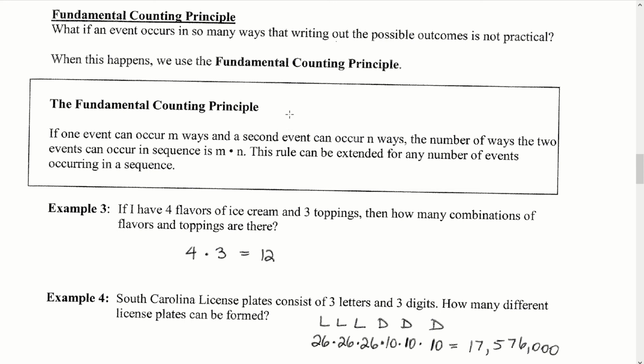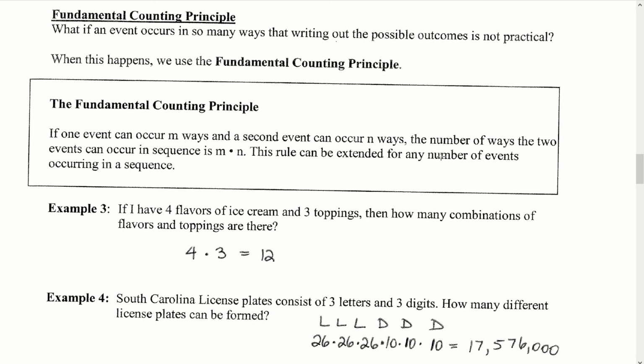Something that will be very useful to us in terms of being able to help us count the size of a sample space is what's referred to as the fundamental counting principle. The fundamental counting principle says that if you have a sequence of steps, and let's suppose that the first event can happen in m different ways, and that the second event can happen in n different ways, then the number of ways in which the 2 events can occur in sequence is going to be m times n. And this can be extended if you have 3 events, 4 events, 5 events, etc.